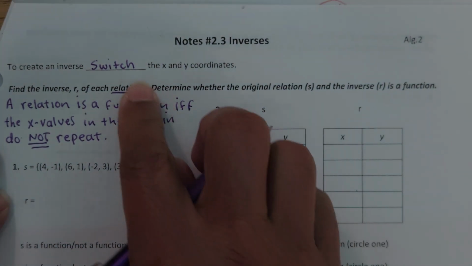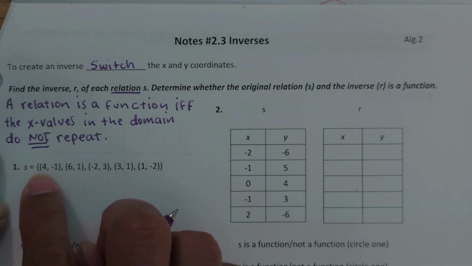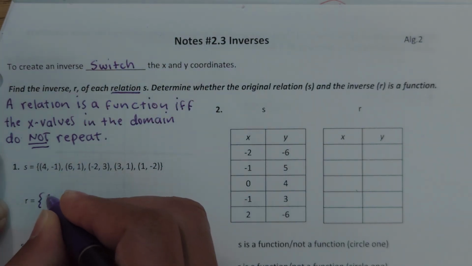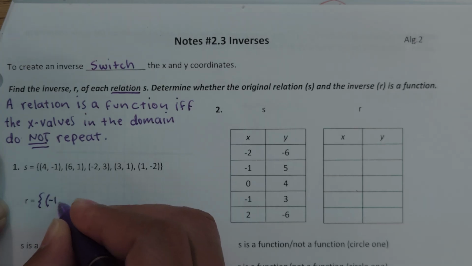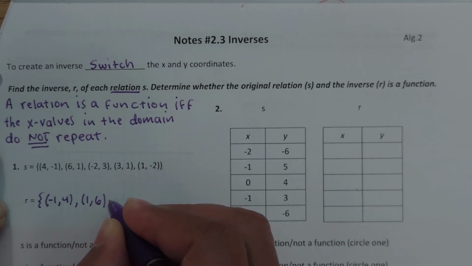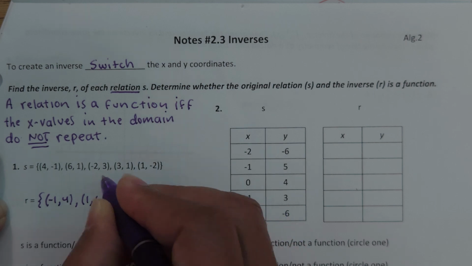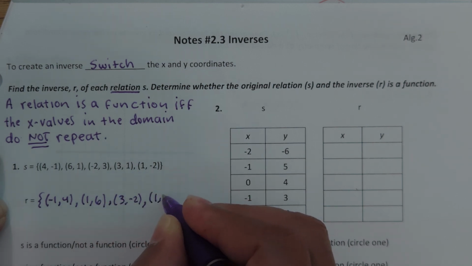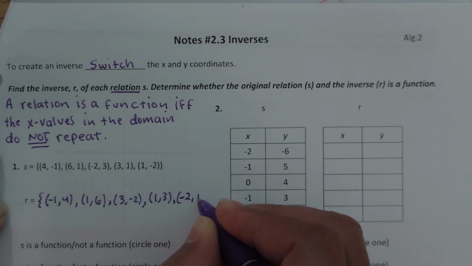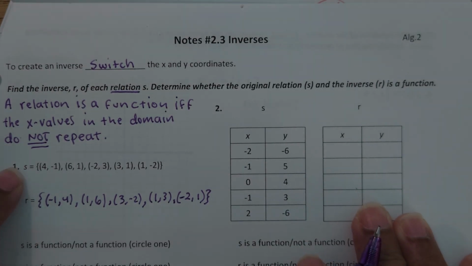So I'm going to follow what I said here. I have the relation S, and I'm going to take each one of the x values and the y values and switch them at each point. On the first point, this is -1, 4, then it becomes 4, -1. The same here, this is 6, 1, then switch it to 1, 6. The next one is -2, 3, so let's make it 3, -2. The next one is 3, 1, so switch it to 1, 3. And the last one is 1, -2, then let's make it -2, 1. So there we have the relation R, which is the inverse of the relation S.